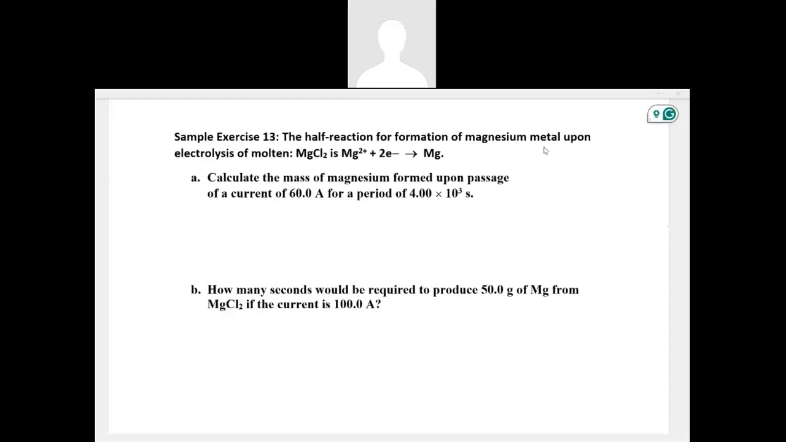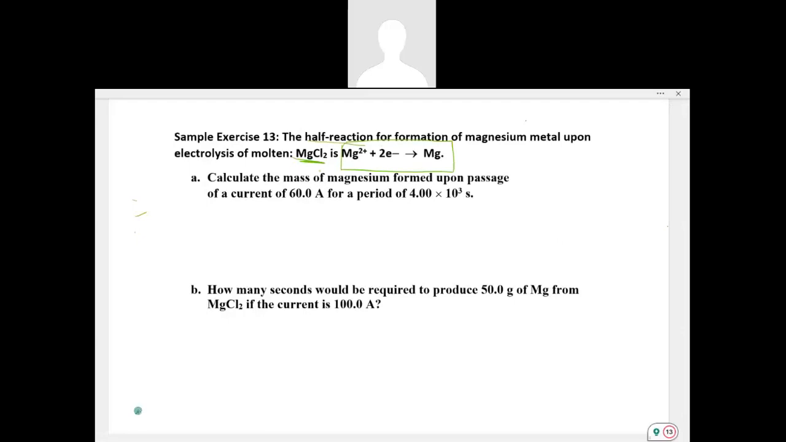In this last video from chapter 19 on electrochemistry, we're going to take a look at sample exercise 13. This is another example that allows us to do this quantitative calculation using electrolysis. We're given this half reaction for the formation of magnesium metal upon electrolysis. So we pass current through magnesium chloride and we generate this reaction here.